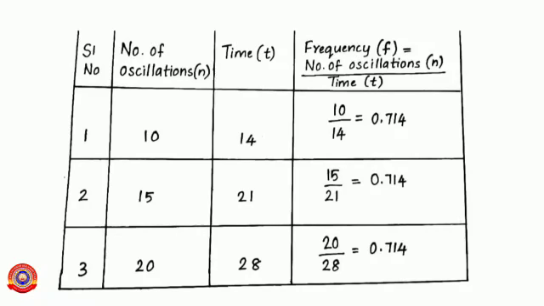And the last one, number of oscillations is 20, and the time for 20 oscillations is 28 seconds. Then frequency f equal to 20 divided by 28, that is equal to 0.714. Is the frequency same in all cases? Yes. You will find that the frequency is same in all cases. And now you got how many oscillations the simple pendulum made in 1 second.